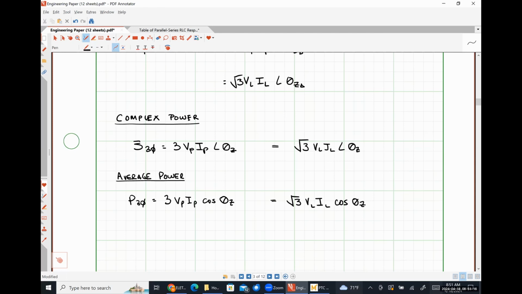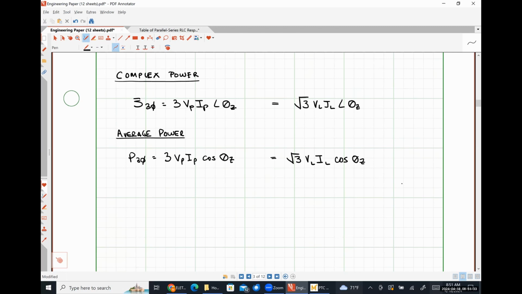Realistically, you don't actually have to know this formula. We can do exactly what we did when we were dealing with single phase power analysis and just have our calculator give us the result of our complex power in rectangular form, and then just use the real part of that for our average power. Our reactive power is just the imaginary part of our complex power.